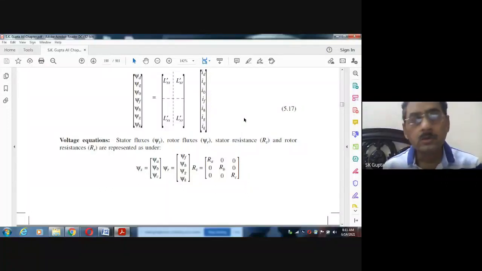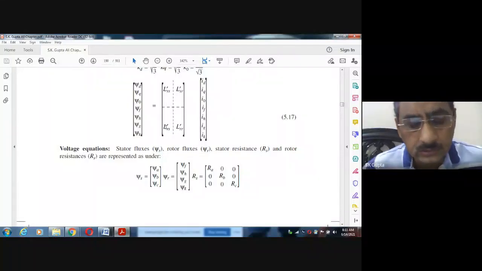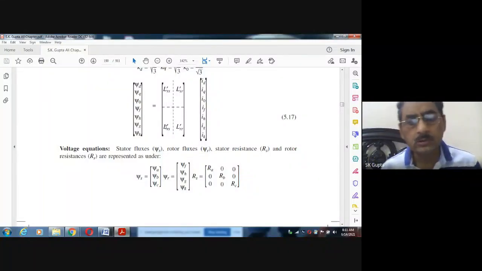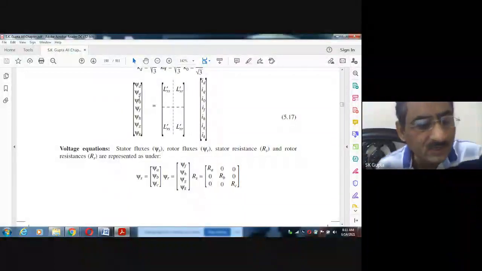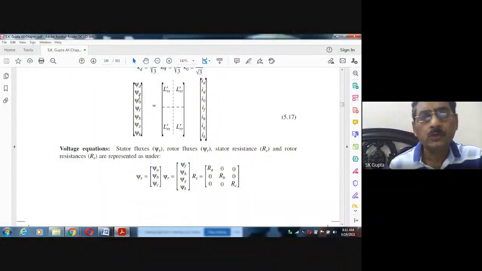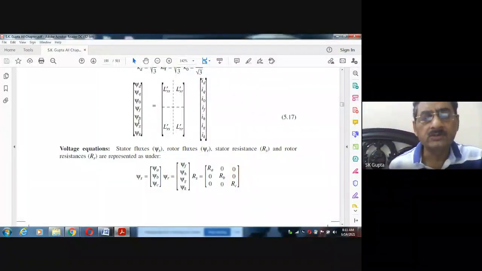In the previous class, we were describing this equation, how the fluxes of the synchronous machine are related with the currents. Here phi d, phi q, phi 0 are the fluxes of stator flux phi a, phi b, phi c referred on the rotor side. So phi d, phi q, phi 0 are the stator flux referred on the rotor side, and phi f is the flux of the field winding, phi h is the flux of the damping winding on the h axis, phi g and phi k are the flux of damping winding on the q axis.